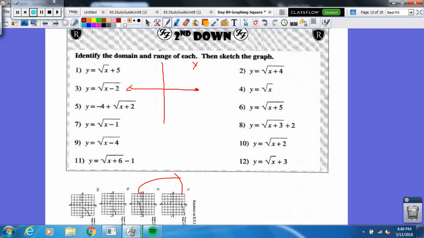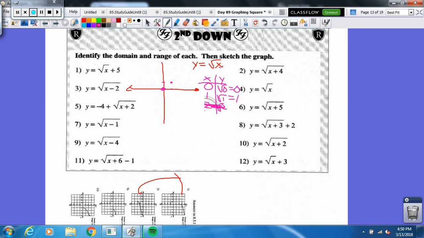So the parent function is y equals radical x. So that would mean, if I'm graphing this, if you put in 0 here, the square root of 0 is 0. So 0, 0 starts it. We put in 1. Square root of 1 is 1. So 1, 1 is another point. 2? Square root of 2, that's not a good idea. I don't know what the square root of 2 is.